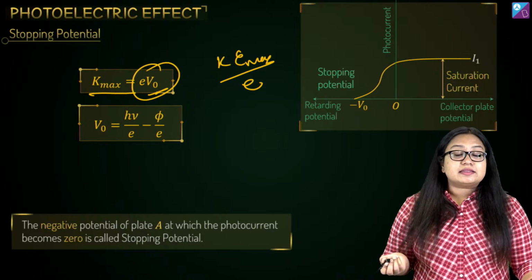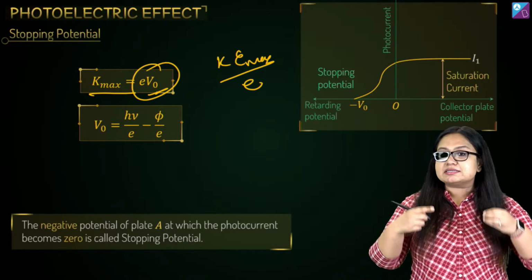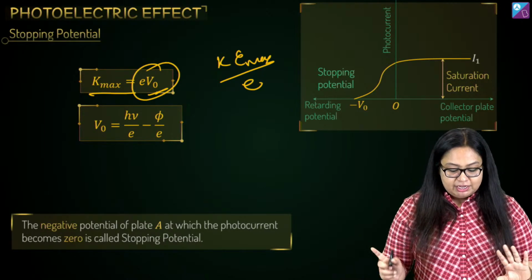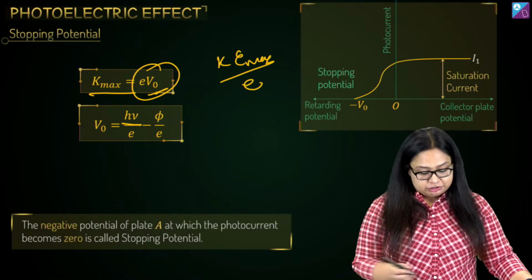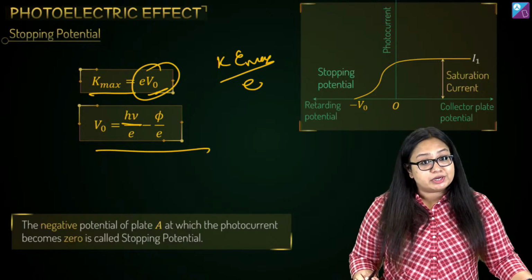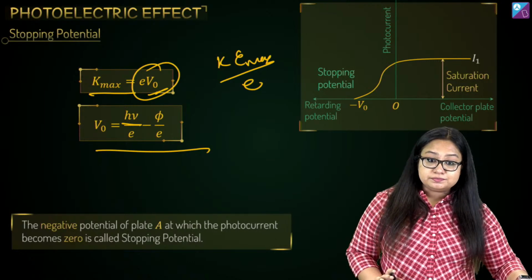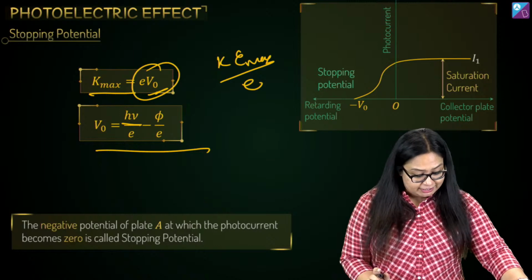Now K max is nothing but the energy of a photon minus phi, the work function. The energy of a photon is h nu, minus phi, the work function. There we go. This is stopping potential. Understood? Alright.